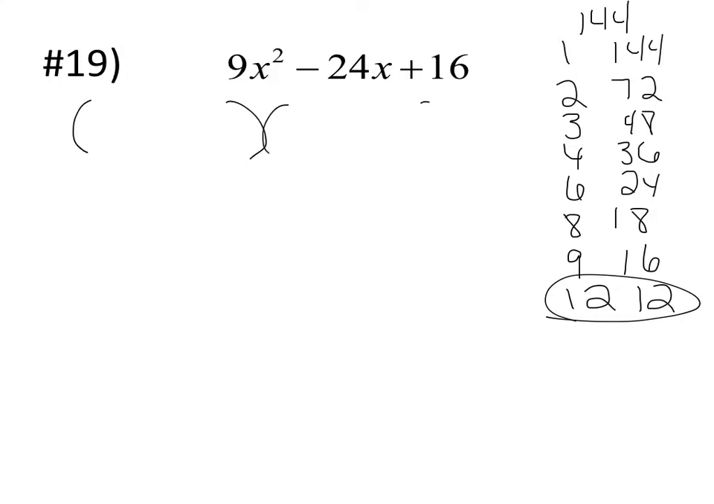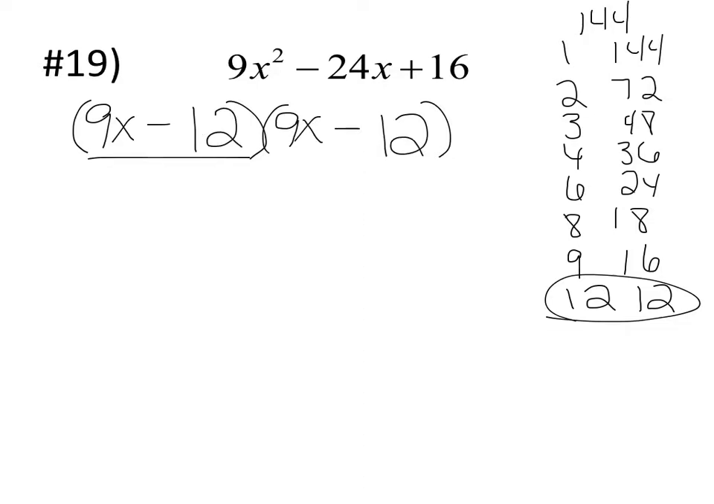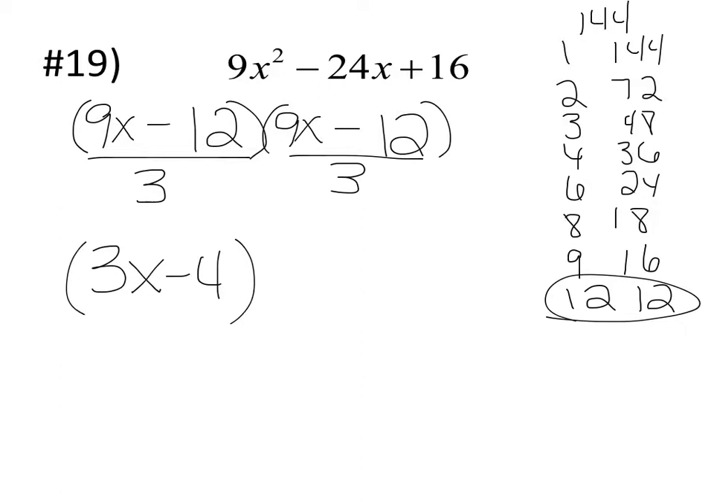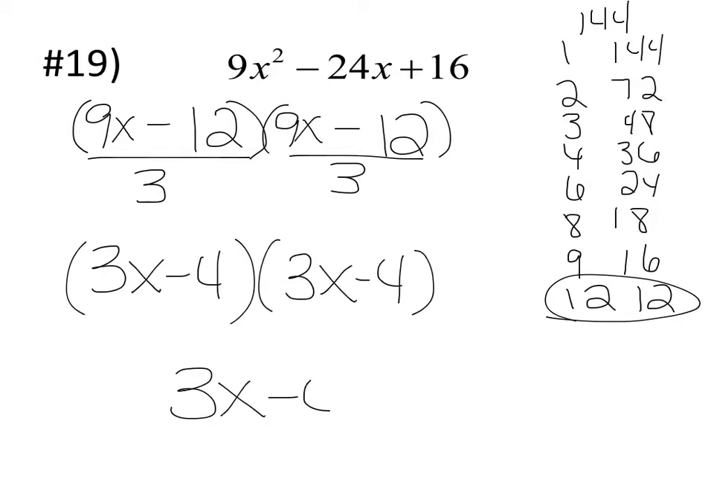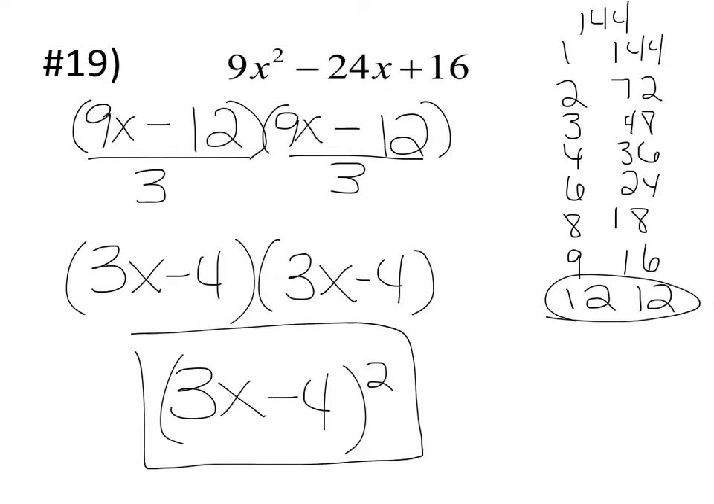So we build our houses. Each house gets a 9x. Always keep your first sign. If your first sign is negative, change your second sign. So it was positive, I'm going to change it to negative. And then your larger number goes first, but in this case it doesn't matter because they're both 12. Both of these houses have a 3 in common, so you have to divide it out, which is going to leave you 3x minus 4 times 3x minus 4, which we would write 3x minus 4 squared as your final answer.